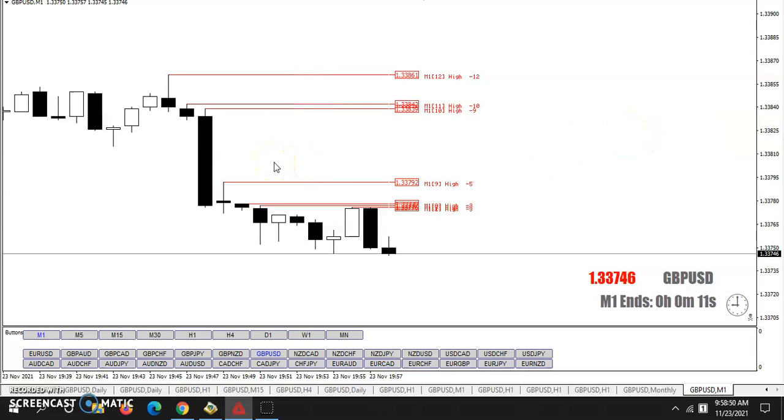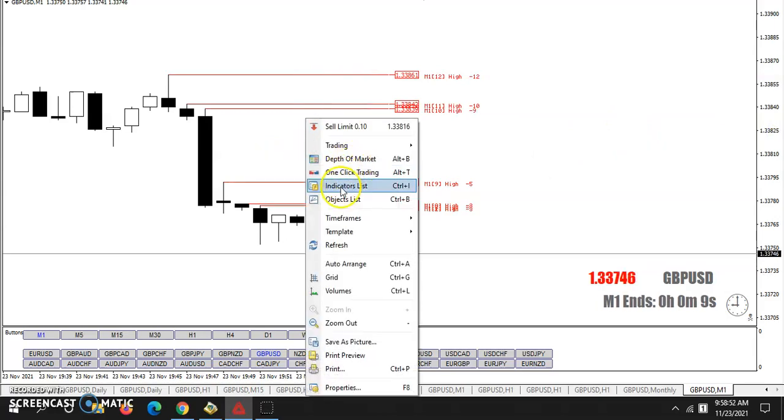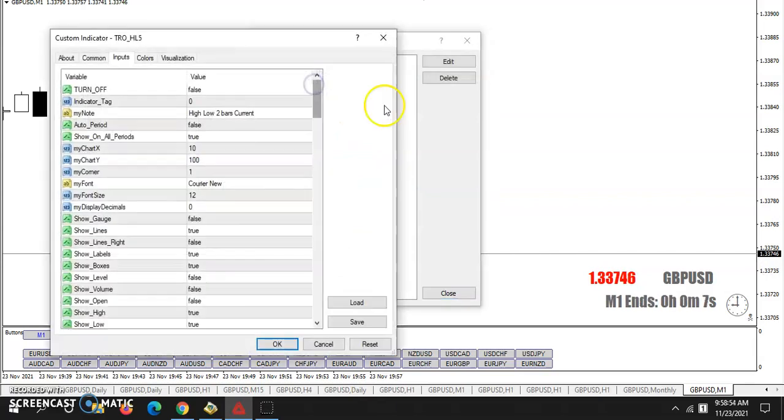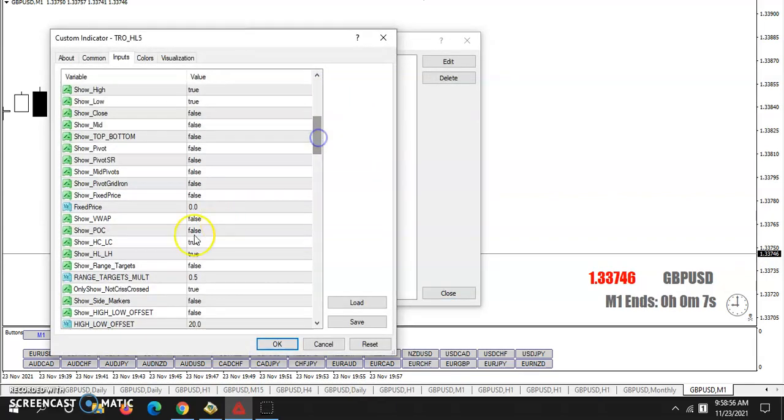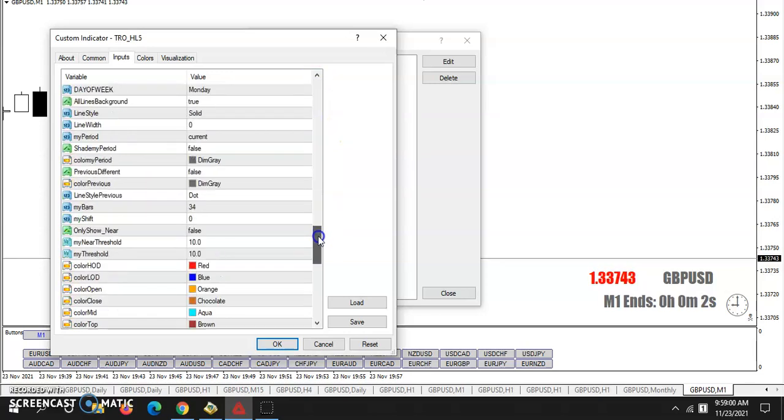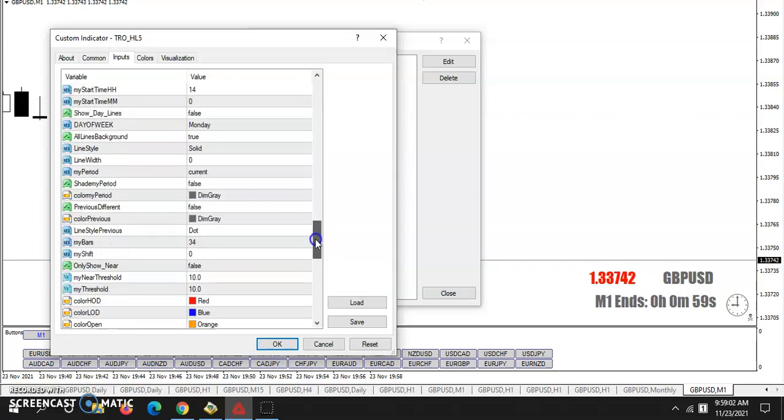And why don't I see them? Did I not do something right? True. My bars, current.